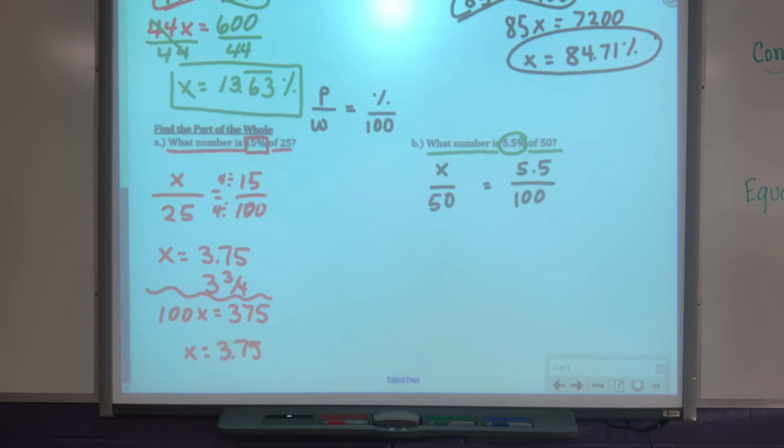Go ahead and solve, if you haven't done so already. Some people haven't done it yet. So whether you want to use cross products or whether you want to use compatible numbers, either one is okay. Just look for that compatible number, make sure you've got that.